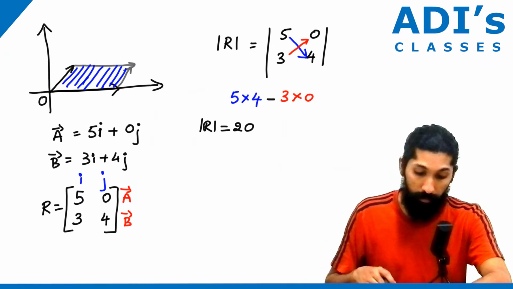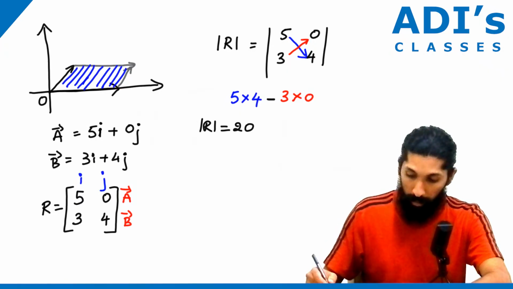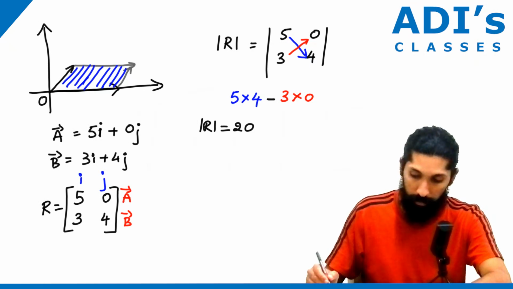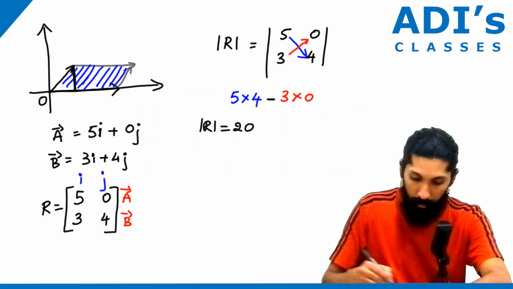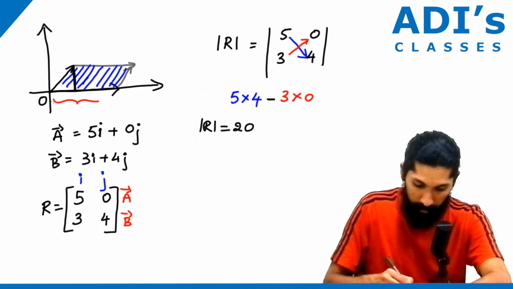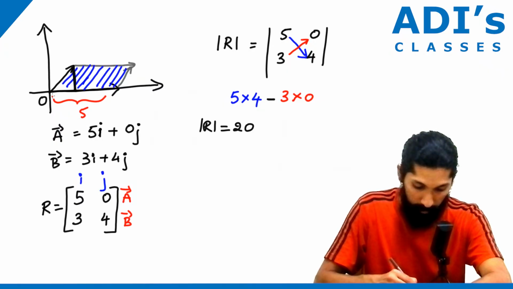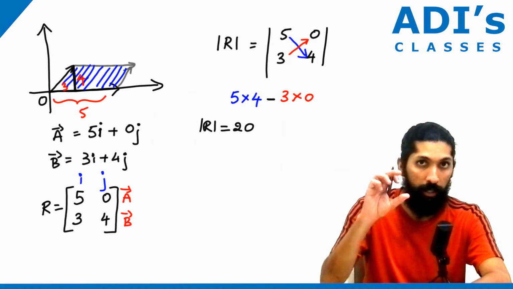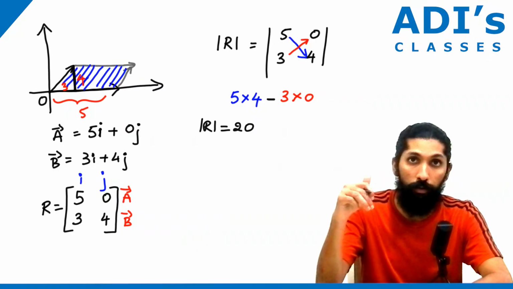Now let's look at the figure and calculate graphically. If you draw a perpendicular, what we know is that this distance is 5 because it's 5i, and this is 3 and this is 4. So the vertical distance is 4. That means the height of the parallelogram is 4 and the base is 5. What is 5 into 4? 20.